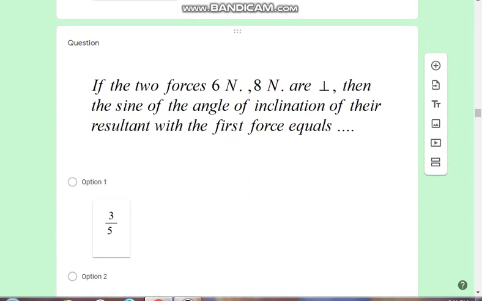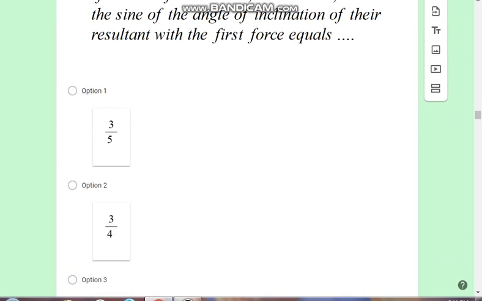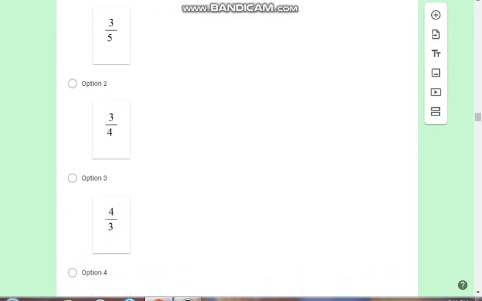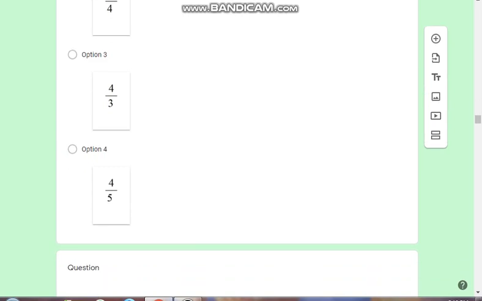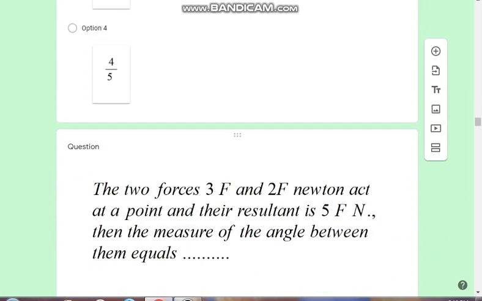The next: if the two forces 6 Newton and 8 Newton are perpendicular, then the sine of the angle of inclination of their resultant with the first force equals 3 over 5, or 3 over 4, or 4 over 3, or 4 over 5.